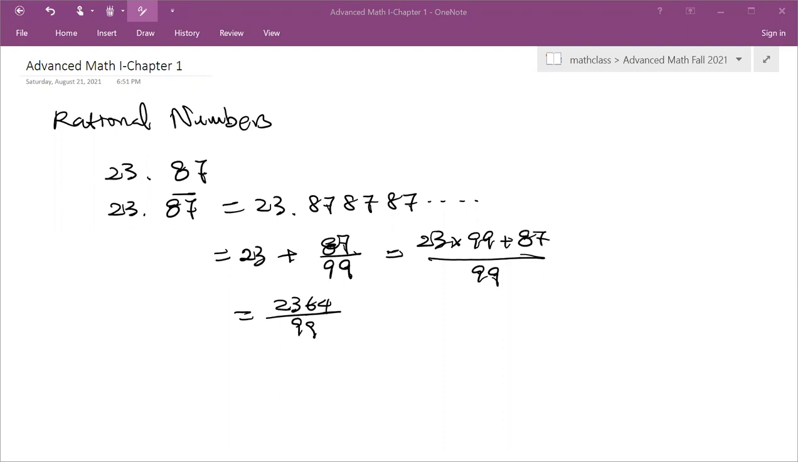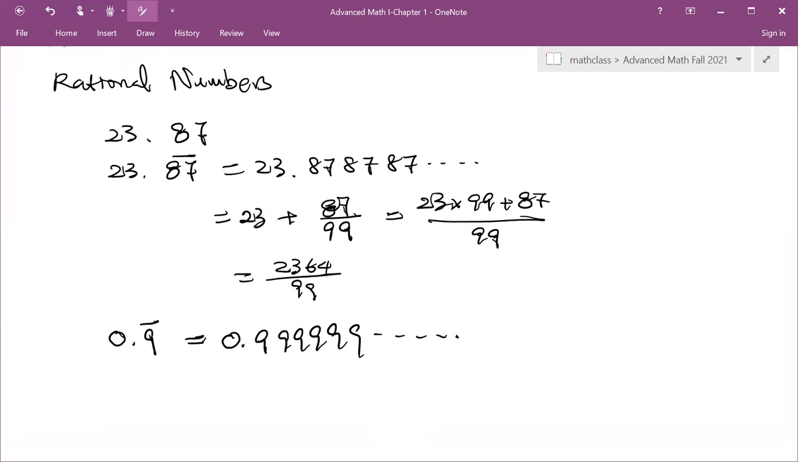This number is pretty strange: 0.9 bar. It means 0.999 repeating. Now, if we convert it to a fraction, you will be surprised. That will be 9 over 9, and that's going to be 1.